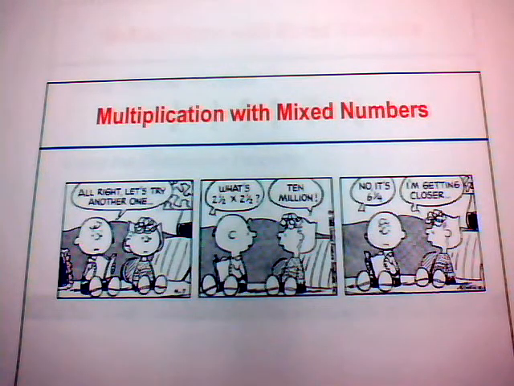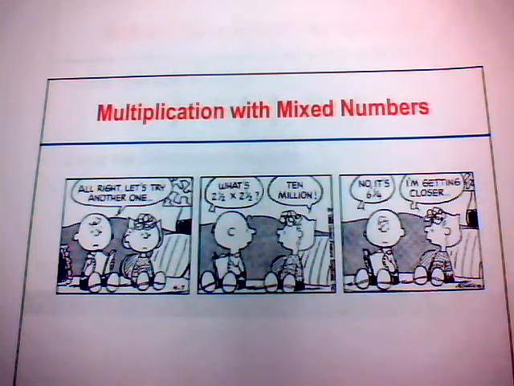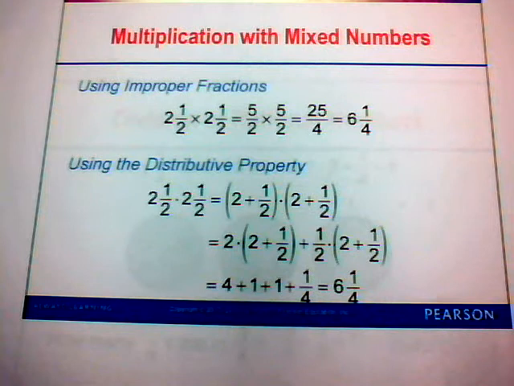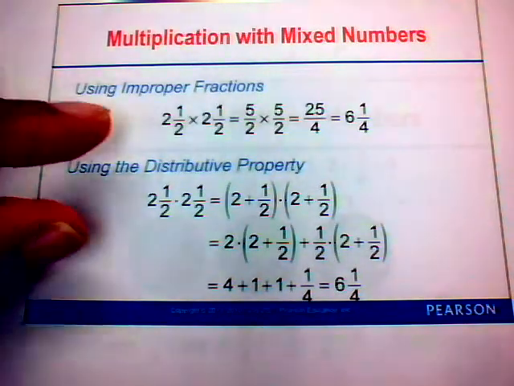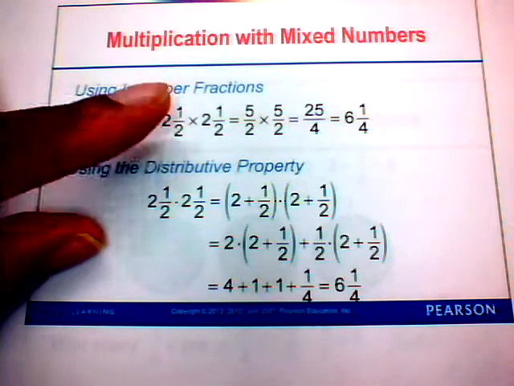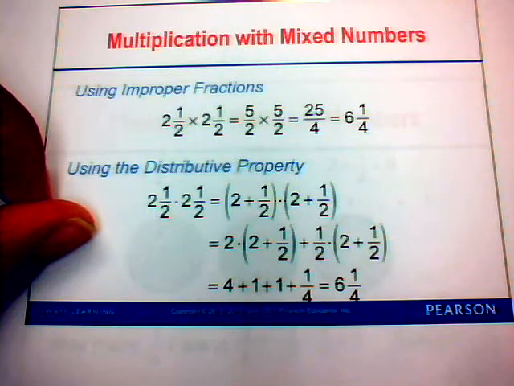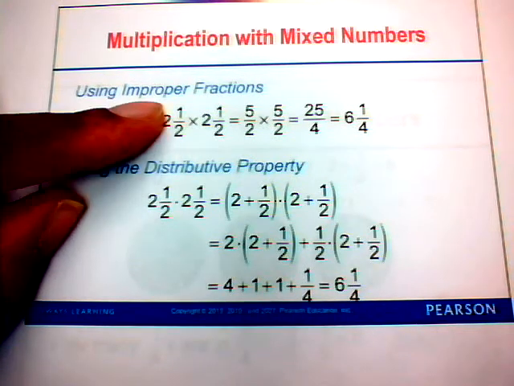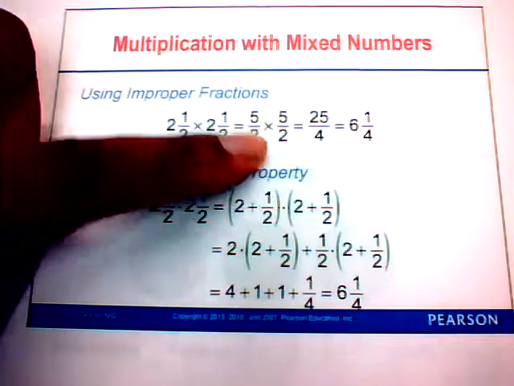Okay, next we'll look at multiplication with mixed numbers, using improper fractions and using the distributive property. So there are two ways that we can do this. If we use improper fractions, then that means we have to multiply the denominator times the whole number and then add the numerator. So in this case here, 2 1/2 times 2 1/2, that'd be 2 times 2, which will be 4, plus 1, which will be 5 over 2. And 2 1/2 will also be 5 over 2.